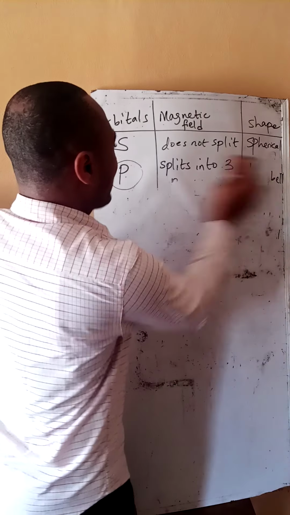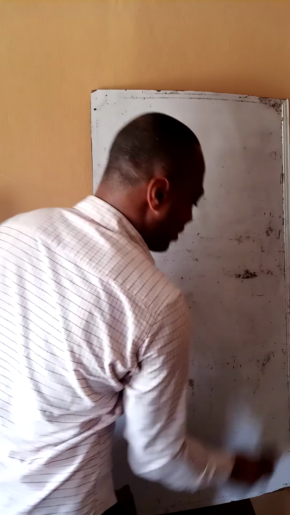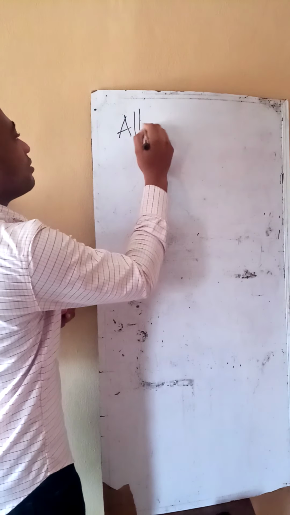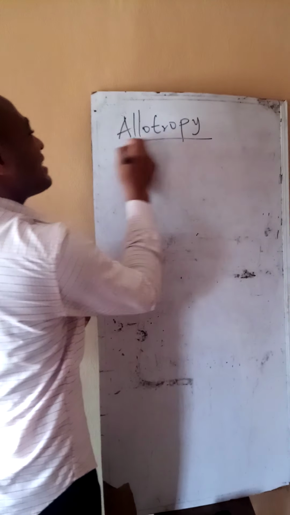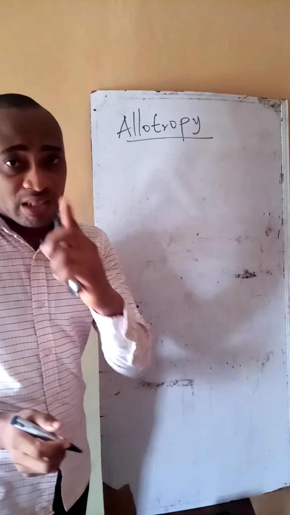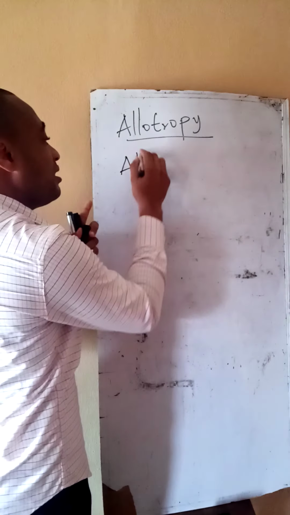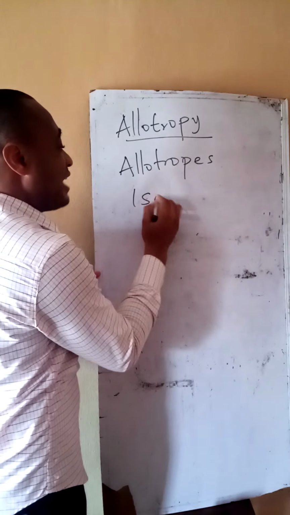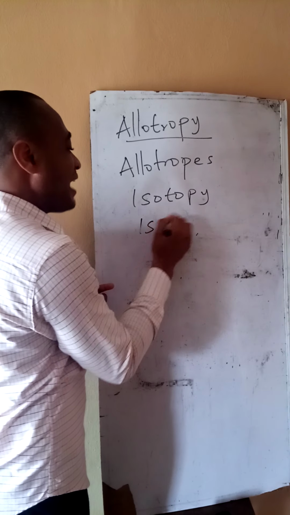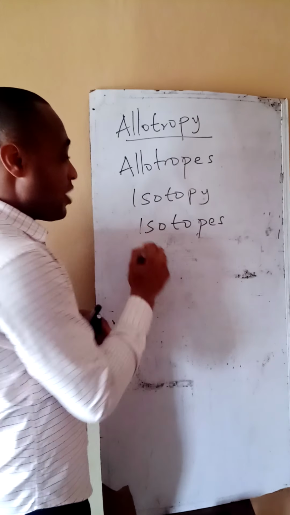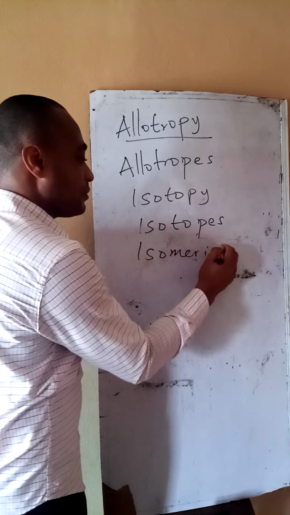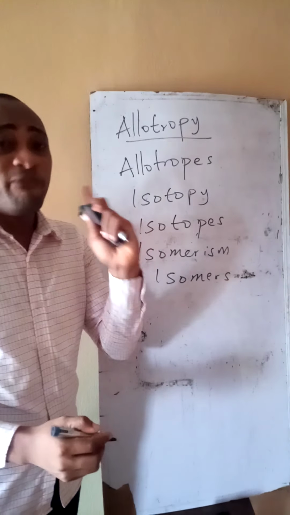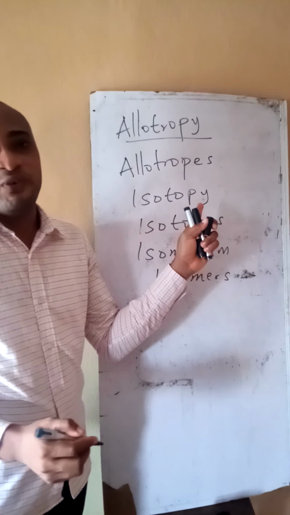So let's quickly go back to our carbon, and I told you that today we will look at the allotropic forms. So first, what is allotropy? Please don't confuse this. We have allotropy, we have allotropes, we have isotopy, we have isotopes, we have isomerism, we have isomers. Don't confuse this. I say again, do not confuse this.